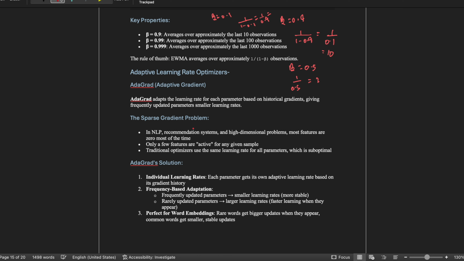And we will be looking at loss graphs. What happens to the loss graph? It becomes extended. Wait for a second, let me just complete this. Only a few features are active for a given sample. Traditional optimizers use the same learning rate for all parameters, which is suboptimal.